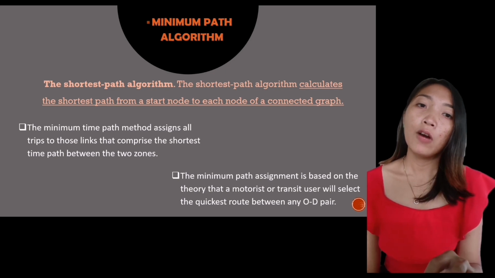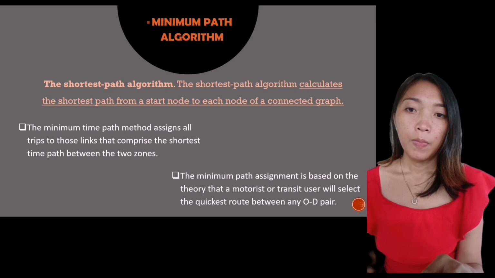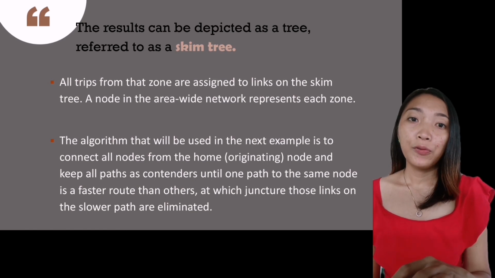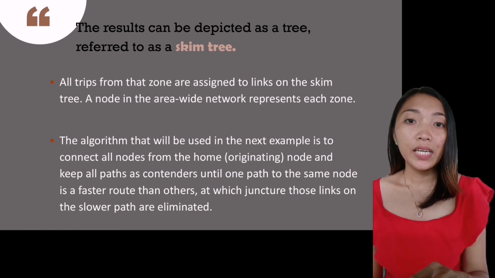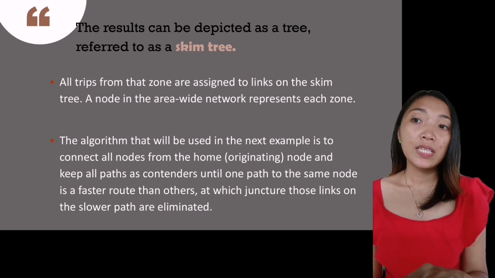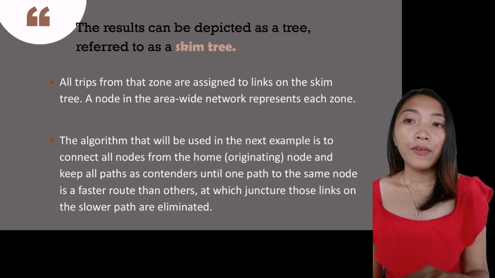So syempre, kung ikaw motorist or transit user, mas gusto gyud ta nga madali ang biyahe. The results can be depicted as a tree. Ato ni siyang gitawag og skim tree. So all trips from that zone are assigned to links in the skim tree. A node in the area-wide network represents each zone.